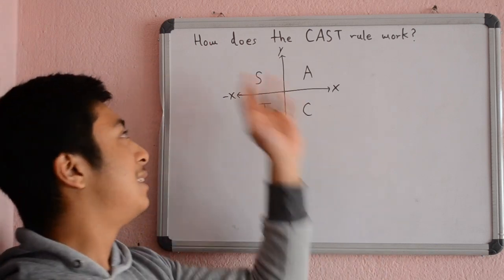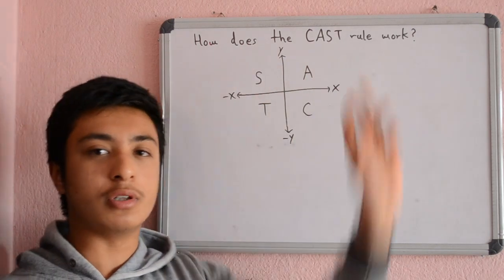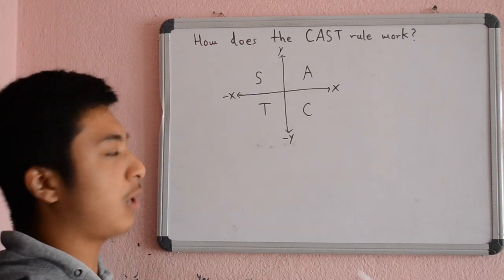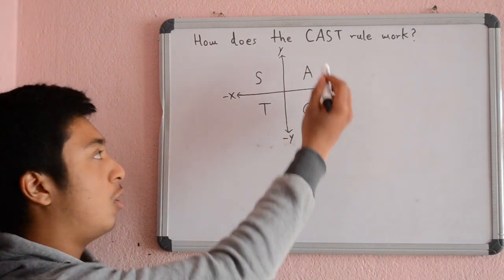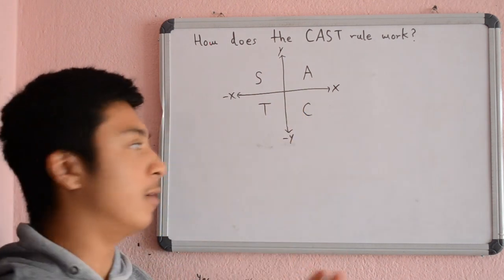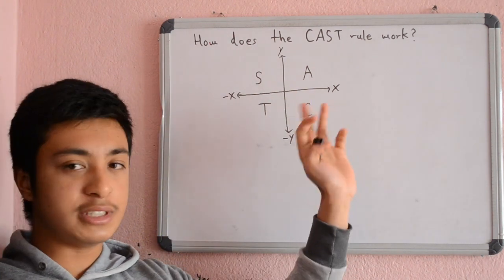Hello guys, let's see how the cast rule actually works. So, let's start off with what is the cast rule. Well, cast rule is cos all sine tangent, meaning in the coordinate system, let's start with C.